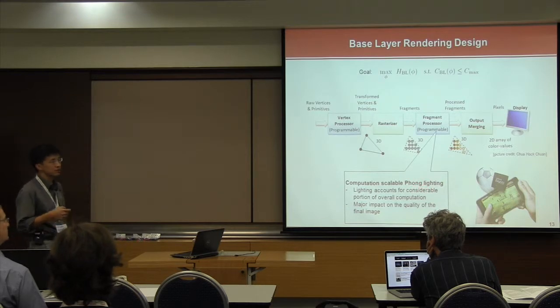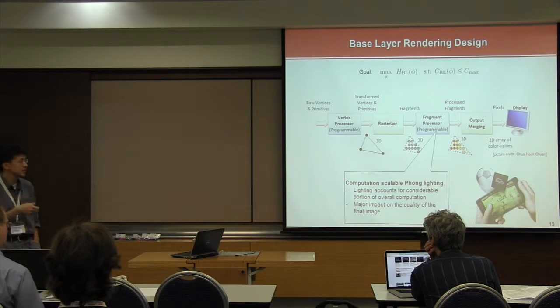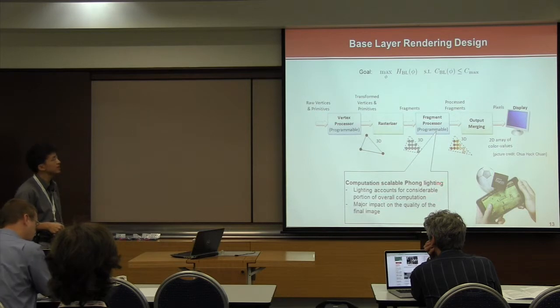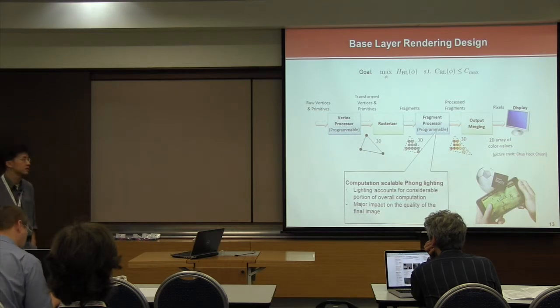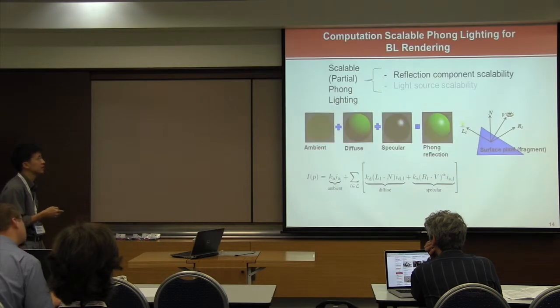Phong lighting models the interaction between the light sources and the objects in the 3D scenes. It accounts for a considerable amount of overall computation because we have to perform lighting computation for each fragment, and it also has a major impact on the quality of the final image. In this work, we propose how to scale Phong lighting so that it can be executed on a range of power-limited mobile devices, while trying to maximize the base layer information.